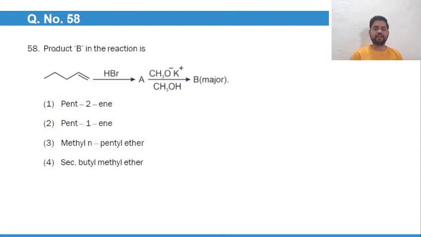58. The following product in the reaction is HBr. There is no peroxide, so it will follow MR, that is Markovnikov's rule. Negative part to carbon containing less number of hydrogen. So what will be the product B? Can I say it will be 2-bromopentane?